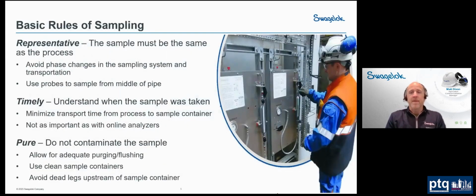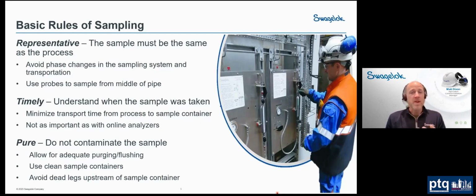Now, when we're talking about sampling, there are a few basic rules that we want to adhere to. We want our sample to be timely, representative, and pure. By representative, we want to make sure that whatever we're extracting from the pipeline is a true cross section, a representation of what is flowing through that pipe. So we want to do things like avoiding phase changes. Anytime you have a change of phase in your sampling system, you have the likelihood, almost certainty, of changing the composition of your sample. You've fundamentally changed it, and very often you can't actually get it back to what it was.